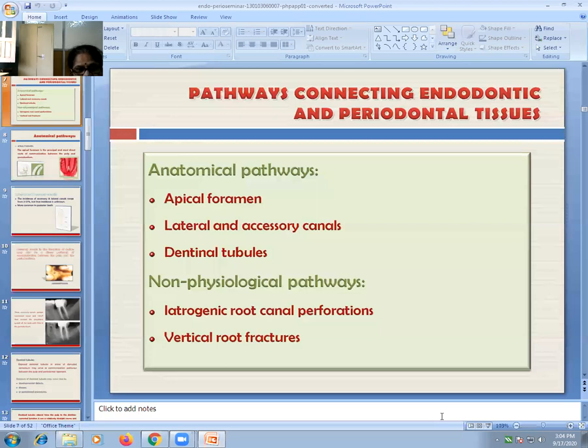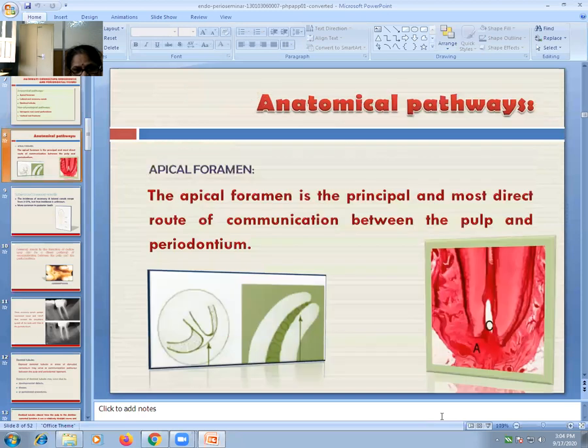In the anatomical pathway, the disease can transfer through the apical foramen, lateral or accessory canals, or through the dentinal tubules. The non-physiological pathways are iatrogenic root canal perforation, where iatrogenic means that a perforation occurs while doing procedures, and another one is vertical root fracture.